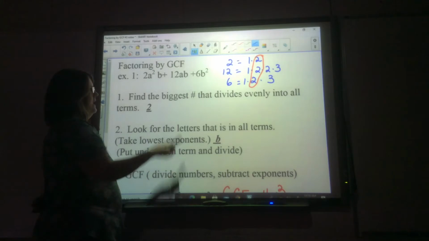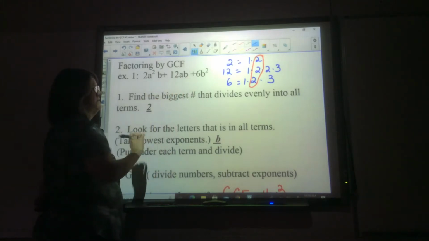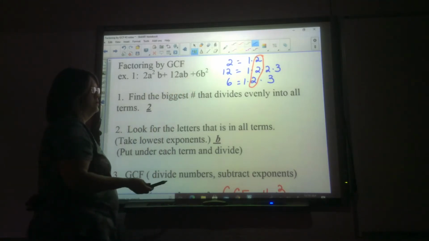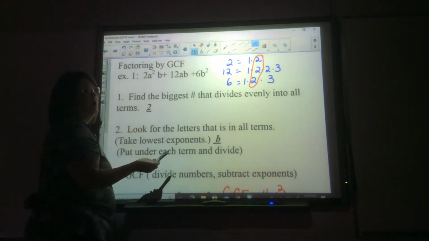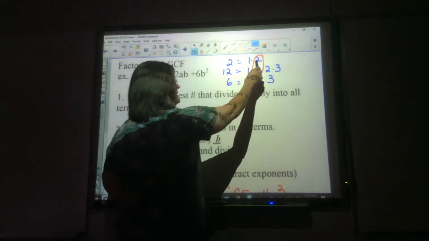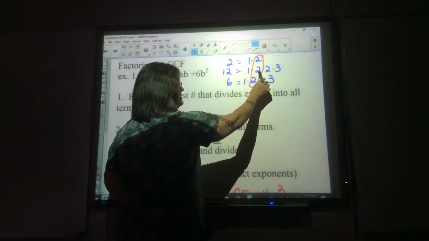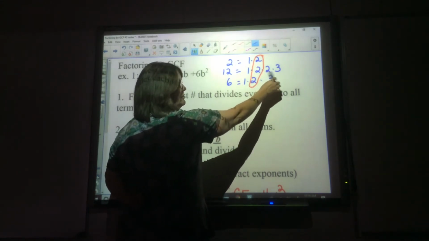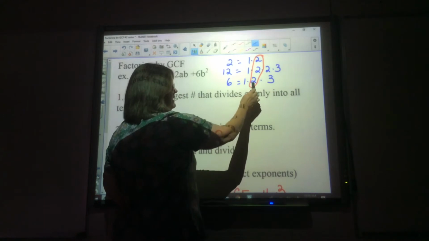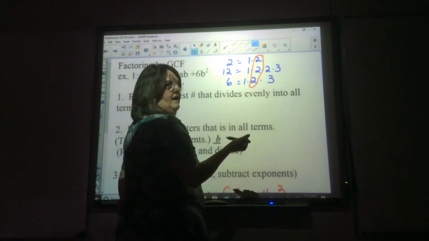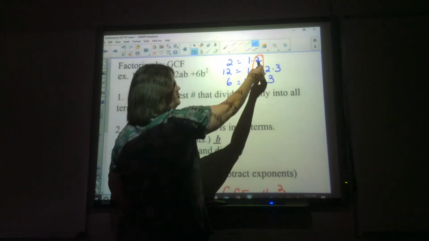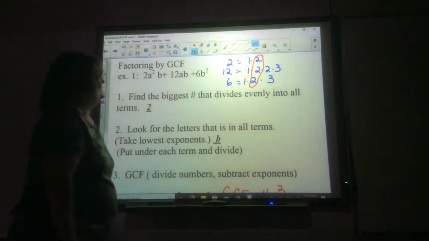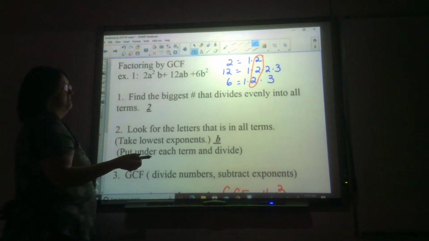So I want to look at 2, 12, and 6 and find the largest number that divides evenly into all of my terms. Now, I wrote the factors out. 2 is 1 times 2, 12 is 2 times 2 times 3, 4 times 3, and 6 is 2 times 3. I circle what they have in common. Now, we don't really need the 1, but I circle what they have in common, which is 2. So the biggest number that divides evenly into all 3 terms is 2.